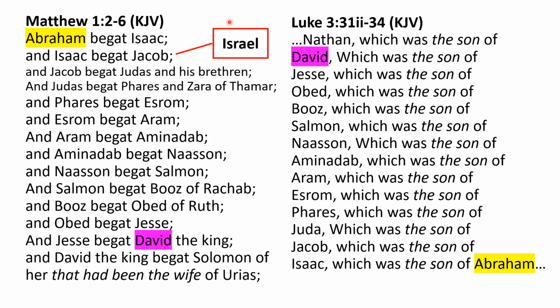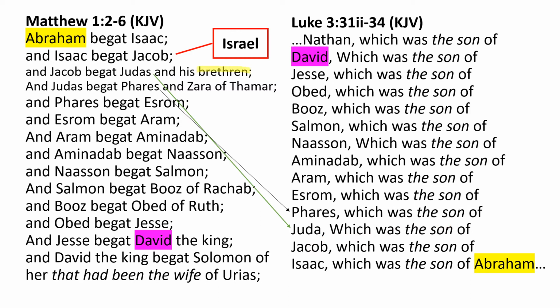Moving on with our comparison, in Matthew it states, and Jacob begat Judas and his brethren. Similarly, in Luke it states, Judah, which was the son of Jacob. Judah and Judas are two variations of the same name. Moving along, in Matthew it states, and Judas begat Phares and Zerah of Thamar. Similarly, in Luke it states, Phares, which was the son of Judah.